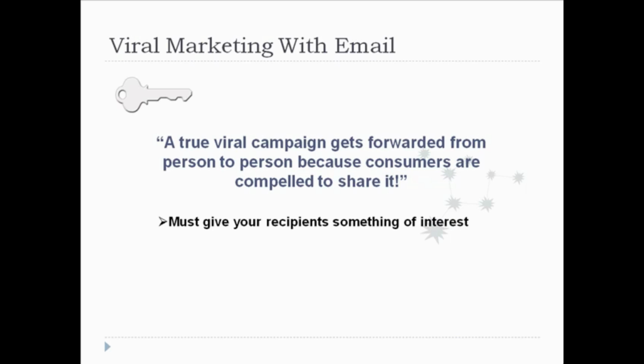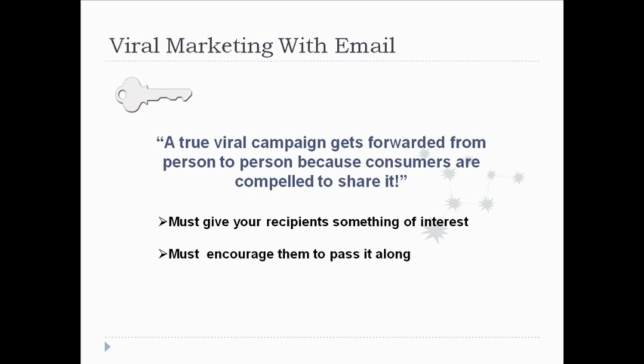Now, in order to achieve greater success and maximum exposure for your offer, you should do your best to craft your email message in a way that encourages your readers to pass it along to others. Now, just suggesting that your recipients forward your message to their friends and relatives is not viral marketing. That's just word of mouth marketing. A message at the bottom of your email that reads, "Feel free, forward this message to your friend." That's not even close to viral marketing at its best.